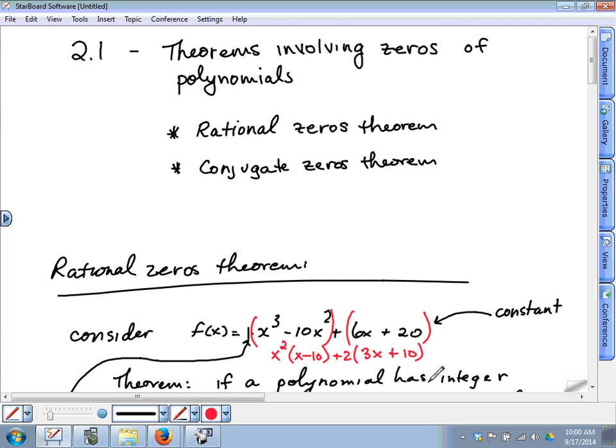Do you see the problem that I'm saying? This is a big problem. These don't match. The x minus 10, the 3x plus 10. That means it doesn't factor by grouping. That means it doesn't factor at all. Well, what the crap?